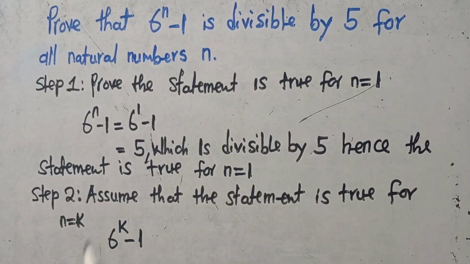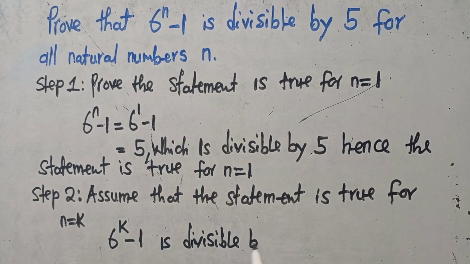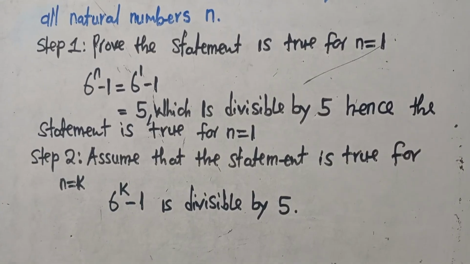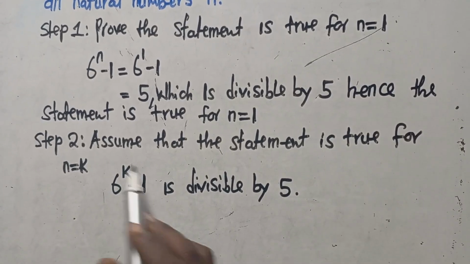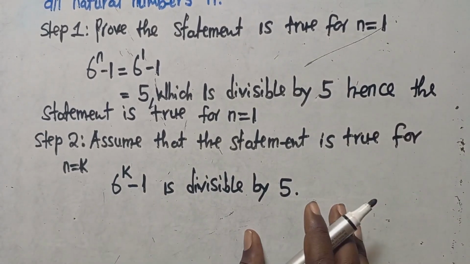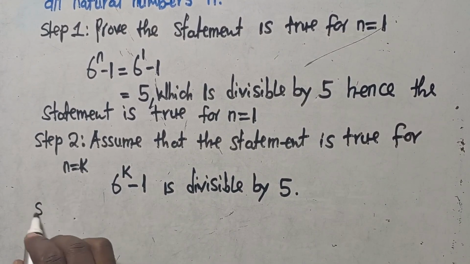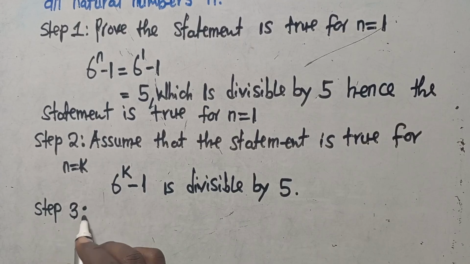Have you seen? It's easy. You just say this one is divisible by 5. By what? By assumption. You just assume. So this part is all about assuming. So we just assume that this is divisible by 5. Then we go to step number 3. We just need to understand 3 steps.